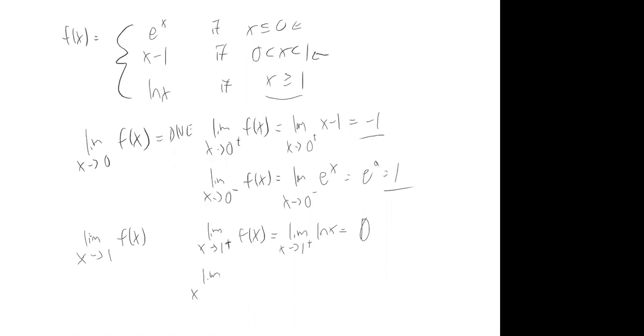And then the limit as x goes to 1 from the left. If I'm approaching from the left, I'm approaching with numbers smaller than 1. So I should be using x minus 1. Agree? And in this case, it's also 0, because 1 minus 1 is 0. So this limit is 0. Everyone clear on this? Hopefully the homework should be easier now.